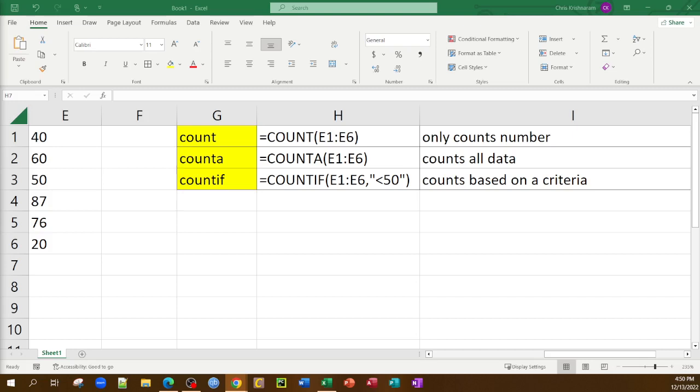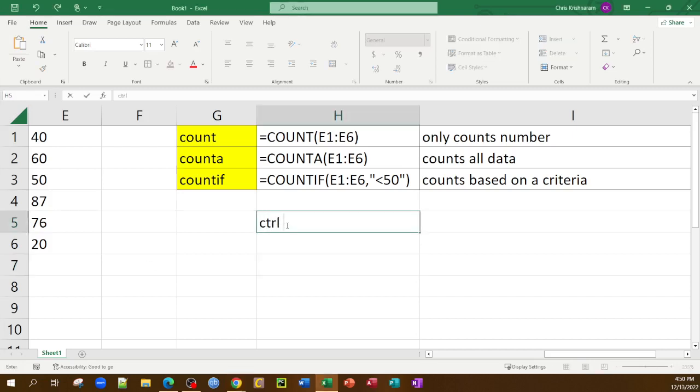Sir, how do you check the formula view, like how you have it there in each cell? Hold CTRL and the tilde key.